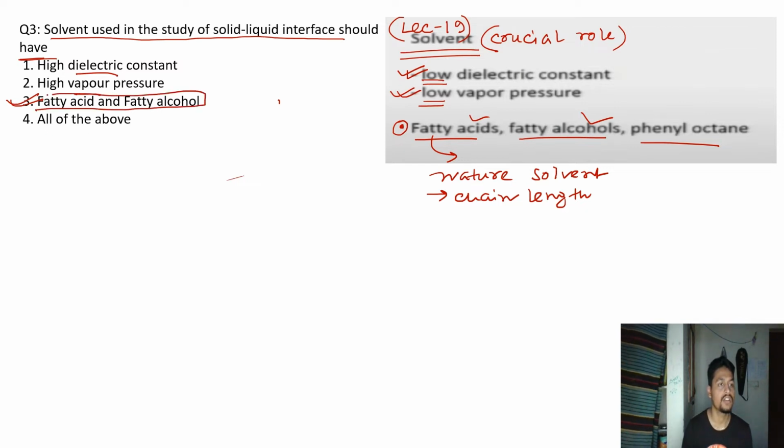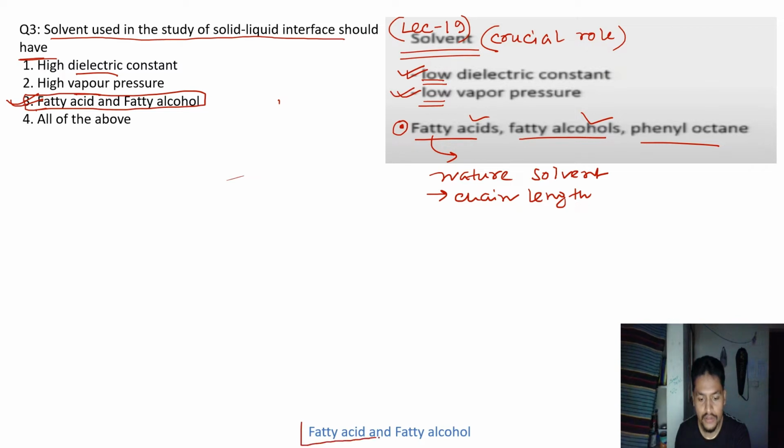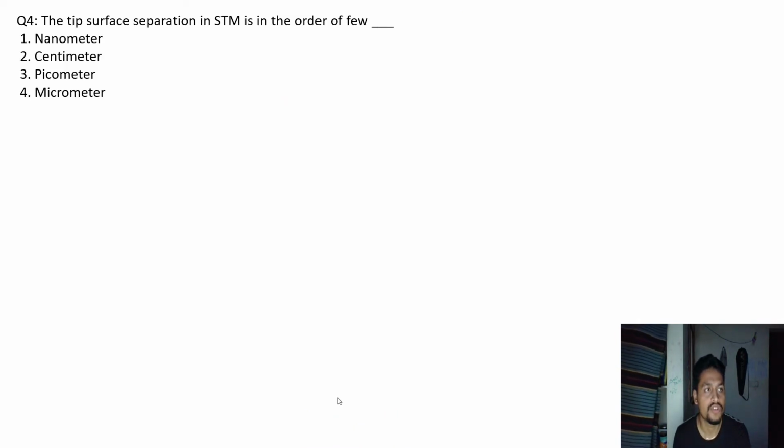So what is the answer? The solvent used in the study of solid liquid interface is mainly fatty acid and fatty alcohol that are used as a solvent, right? So in every slide I have given the answer at the bottom of the slide, right? You can find it. So go to the fourth question.